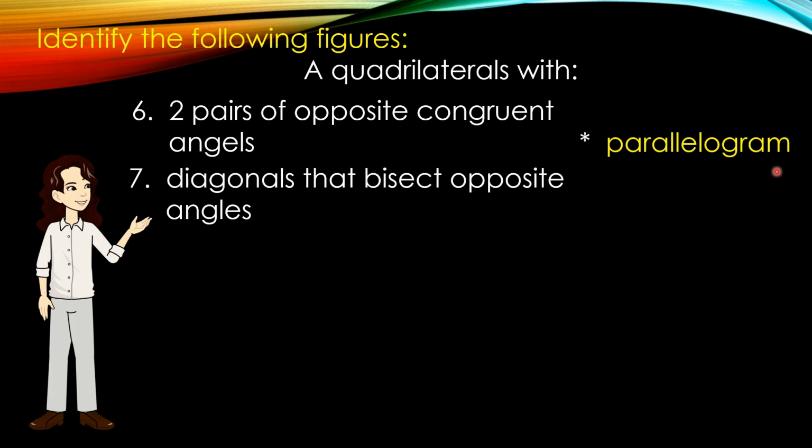Diagonals that bisect opposite angles. Which one has diagonals that bisect opposite angles? Square and rhombus. Bisect means it is divided into two congruent angles. The rectangle is not divided into two congruent angles. It's only the square and rhombus.